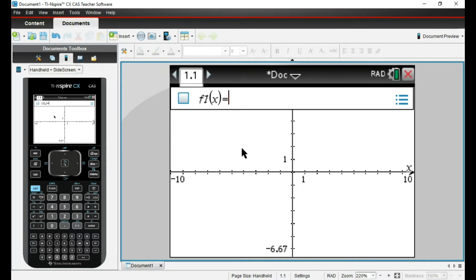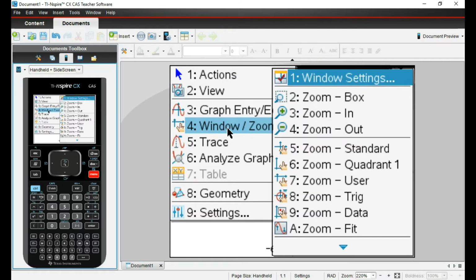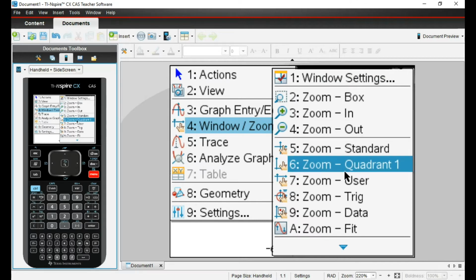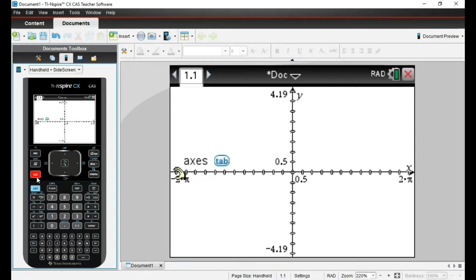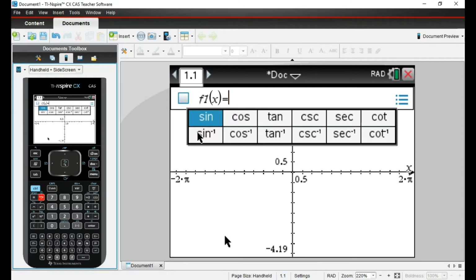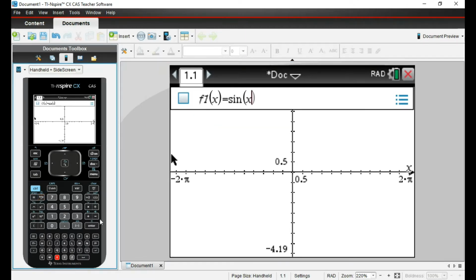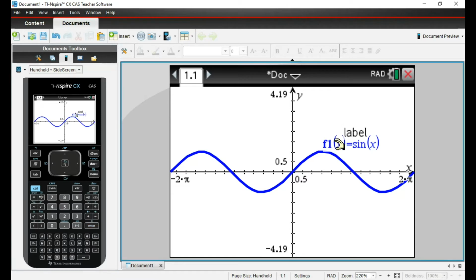All right, we are a little limited here. I think I can go to a trig window. There, zoom trig. So let me show you what, according to this graphing utility, here's y equals sine of x. Now let's see what y equals 3 sine of x would do.